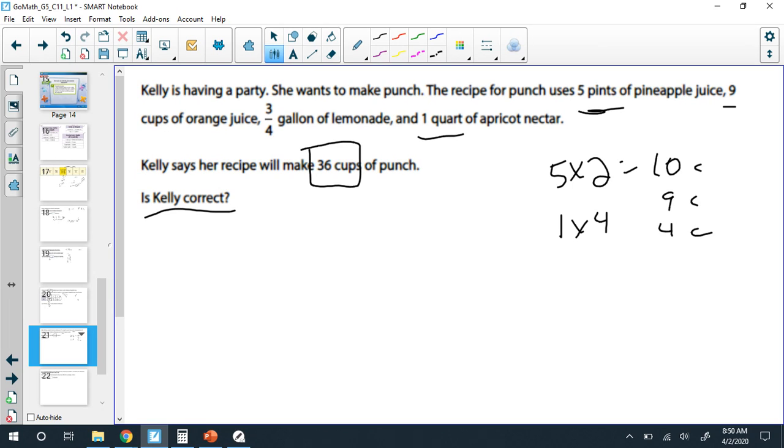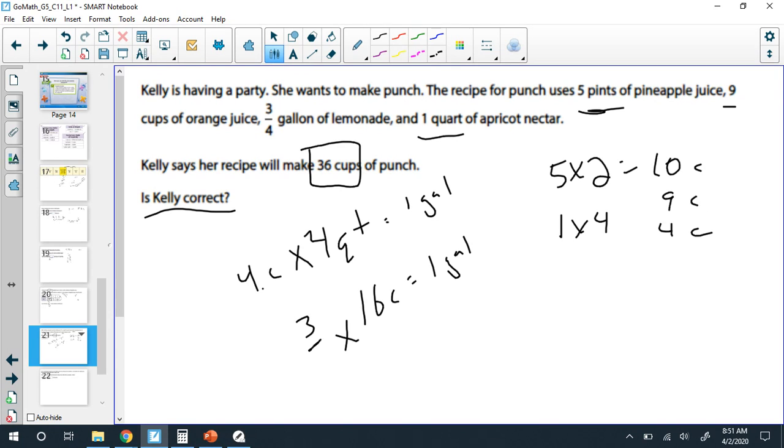And now the tricky one. We have to figure out how many cups there are in a gallon. Well, we know that there are 4 quarts in 1 gallon, and we know that there are 4 cups in 1 quart. So 4 times 4 equals 16 cups for 1 gallon. Now, she didn't use the entire gallon of lemonade, so we need to multiply 16 times 3/4 to figure out how many cups she actually used.